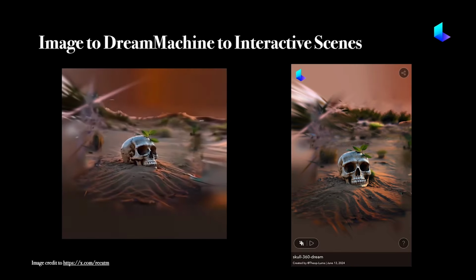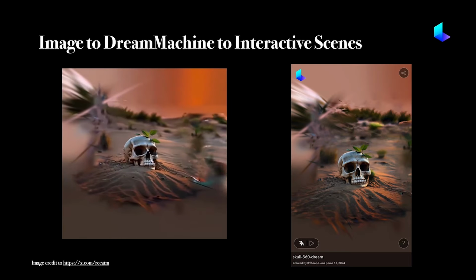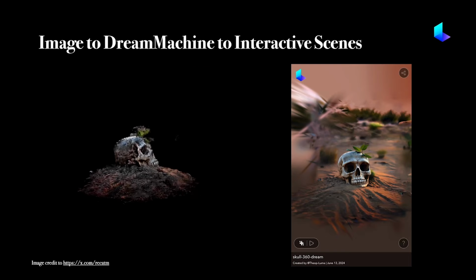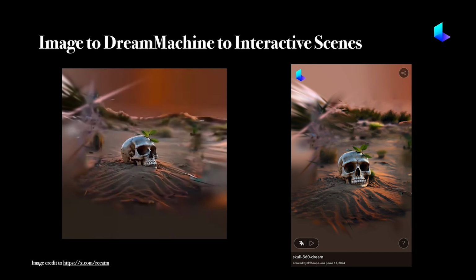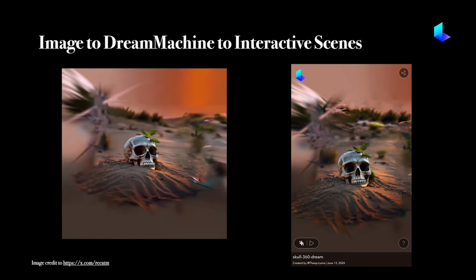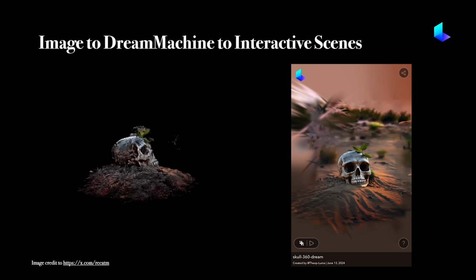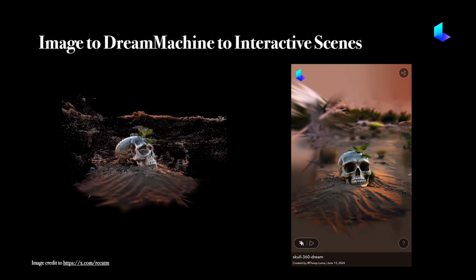So the pipeline was quite simple. We take some image and then we convert that image to a video, and then we put the video into 3D reconstruction. And it turns out that it was pretty 3D consistent. Yeah, so this is pretty mind-blowing. I think we should take a second to just talk about this.